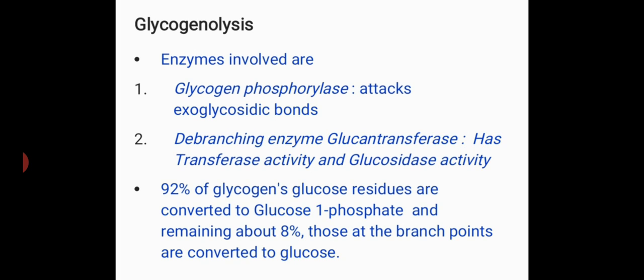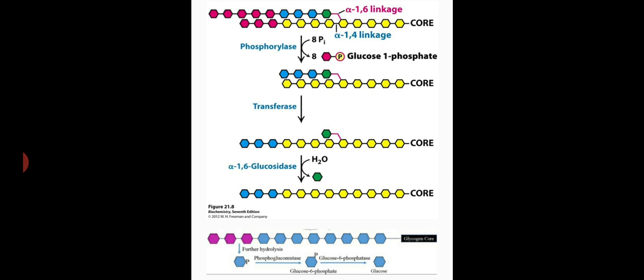Glycogenolysis is a process by which glycogen molecules in our body are broken down into glucose units. First, the enzyme glycogen phosphorylase removes the terminal glucose residues as glucose 1-phosphate from the non-reducing end of the glycogen molecule.